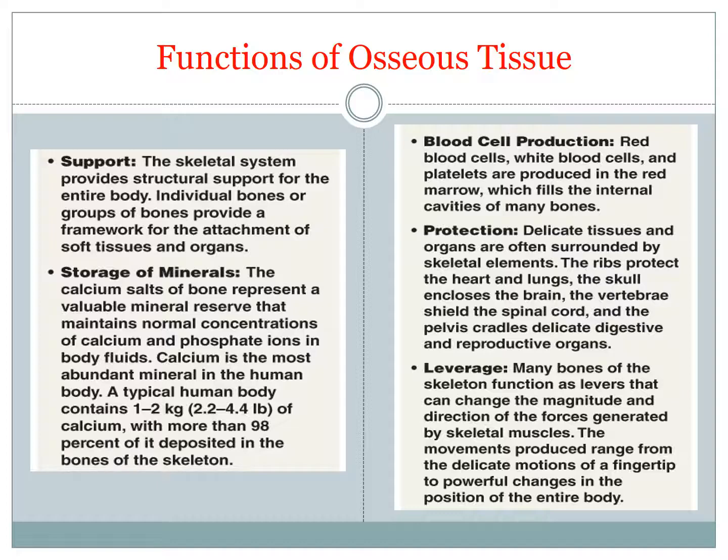The ribs protect the heart and lungs. The skull encloses the brain. The vertebrae shield the spinal cord, and the pelvis cradles delicate urinary and reproductive organs.